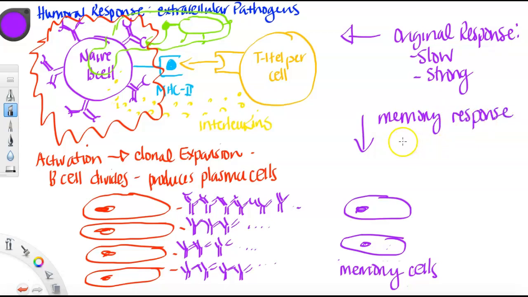So the second or third exposure, it's fast because these guys already know what to do. They don't have to go through all this activation stuff. It's fast and it's even stronger, the response. All right, so next we'll talk about T cells and cell-mediated immunity.